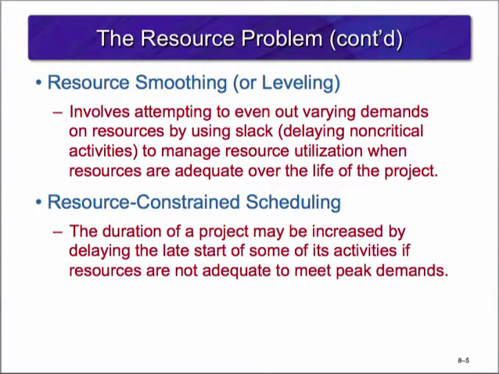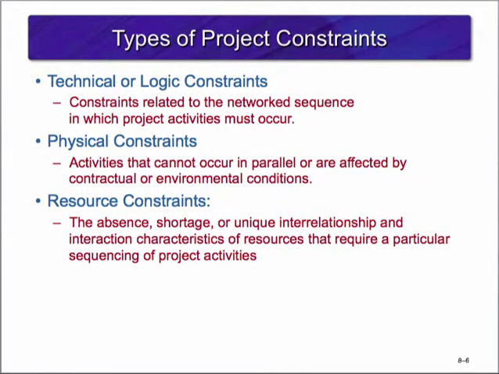On the other hand, if resources are not adequate to meet peak demands, the late start of some activities must be delayed, and the duration of the project may be increased. This is called resource-constrained scheduling. Often, project resources are overcommitted, and because resources seldom line up by availability and need, procedures are needed to deal with these problems. We'll take a closer look at the methods used to deal with this issue through resource smoothing and resource-constrained scheduling.